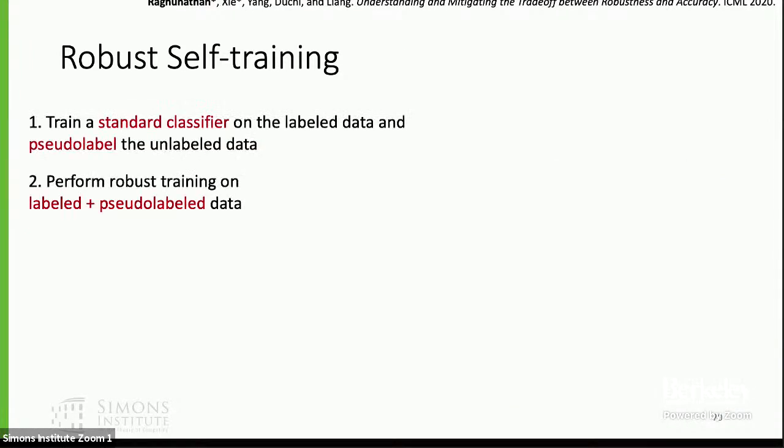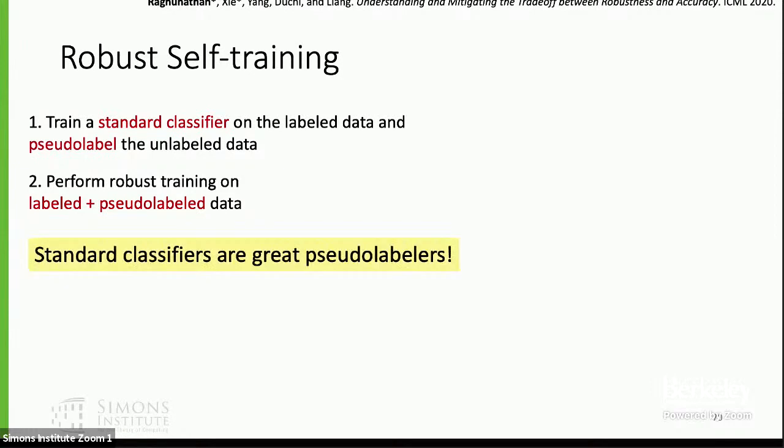To summarize this, there are two steps. One is just normal standard training on the labels, and then you pseudo label, and then you perform robust training on effectively a much larger data set. So why does this work? Why should this kind of bootstrapping make sense?